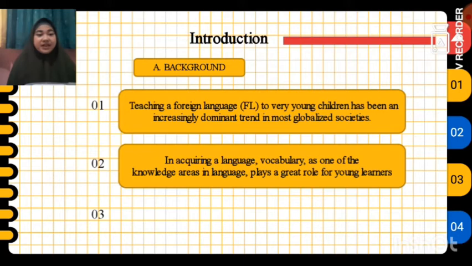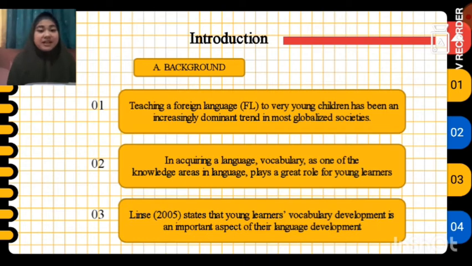Number two, in acquiring a language, vocabulary as one of the knowledge areas plays a great role for young learners. However, young EFL, or English as a foreign language, learners have a limited amount and types of exposure to English. Their experience of the language outside the classroom is very little.